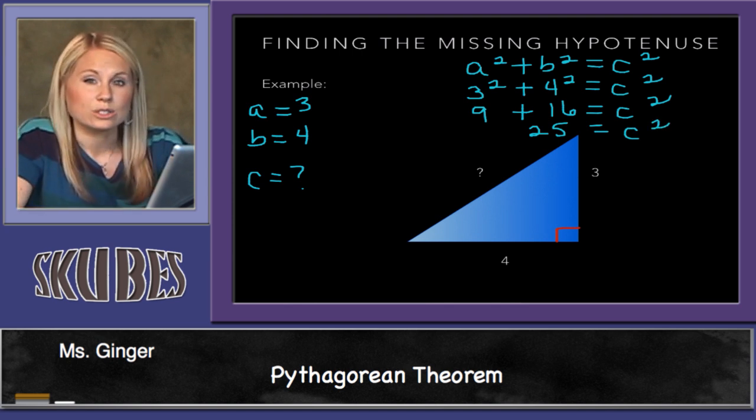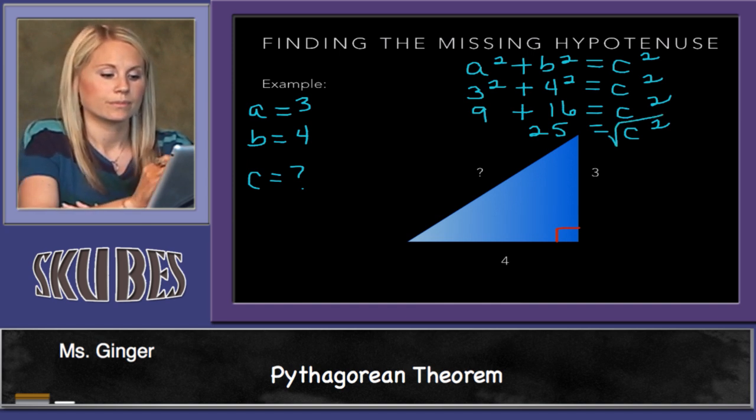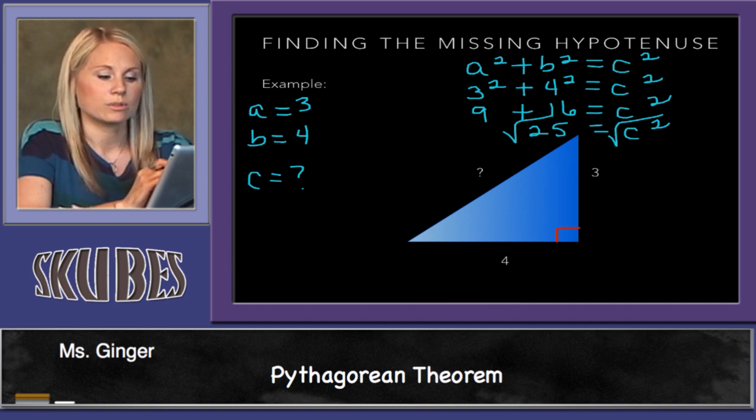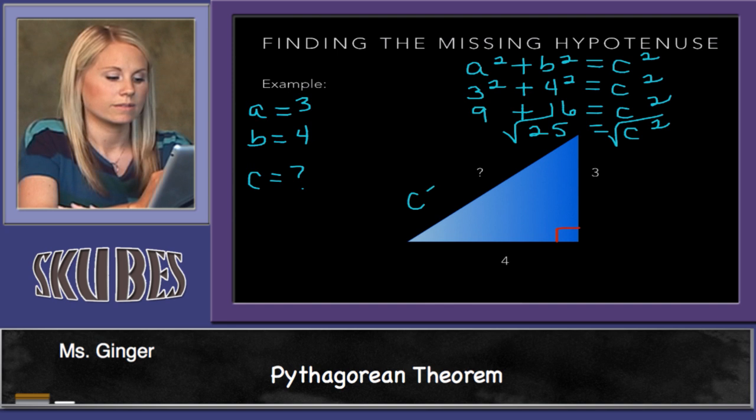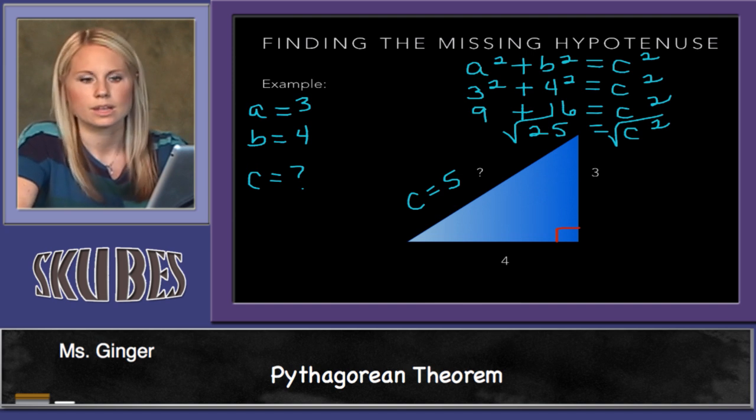I don't want to know what C squared is. I want to know what just plain old C is. So to undo that power of 2, I'm going to need to take the square root of both sides here. And when we do that, we know the square root of 25 is 5. So our missing hypotenuse length is 5 units. Sometimes they'll be marked with units such as inches or feet, and sometimes they won't, so we'll just call it units.